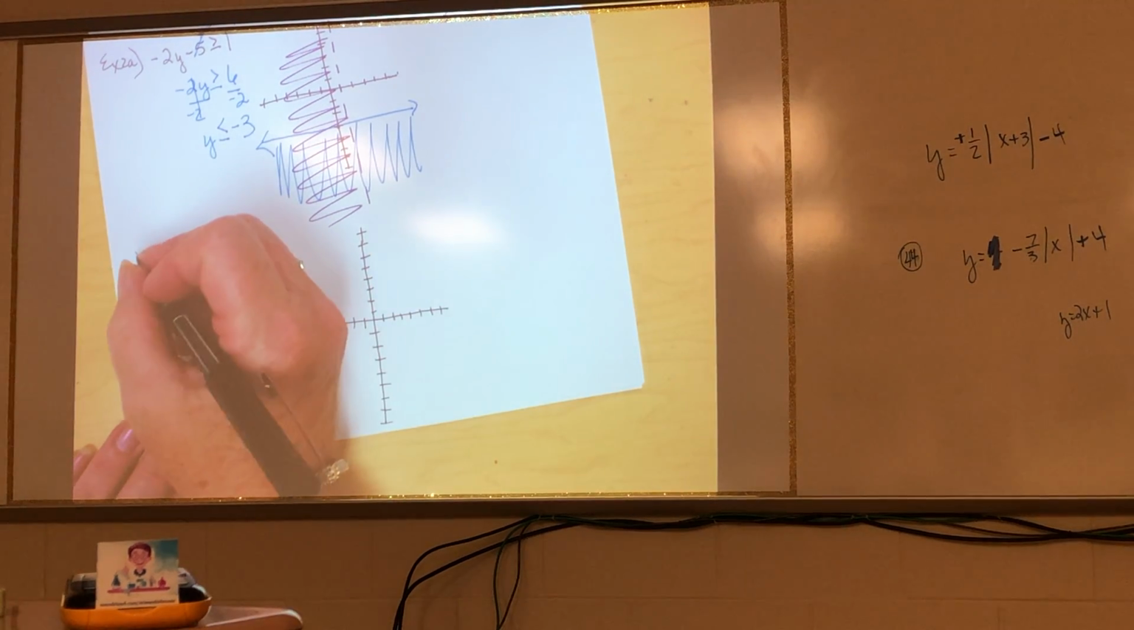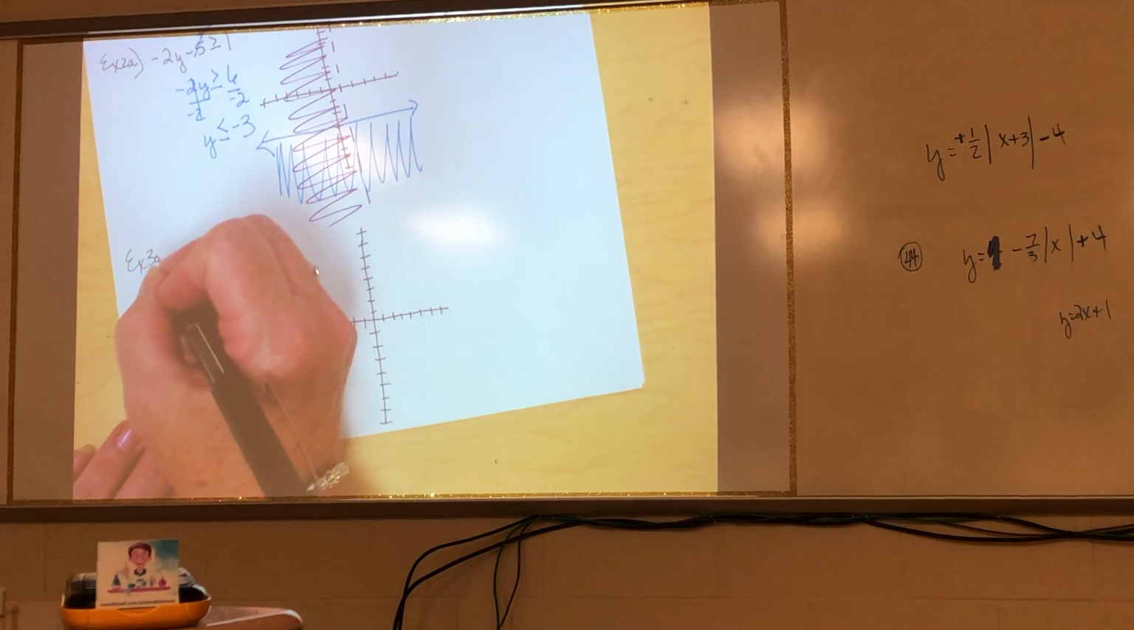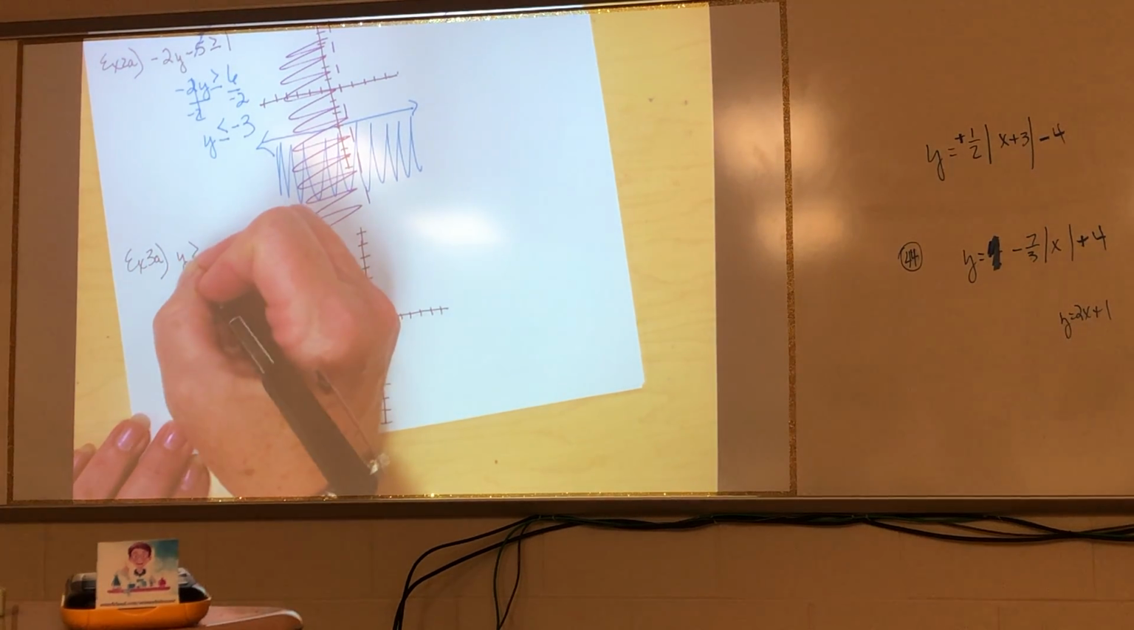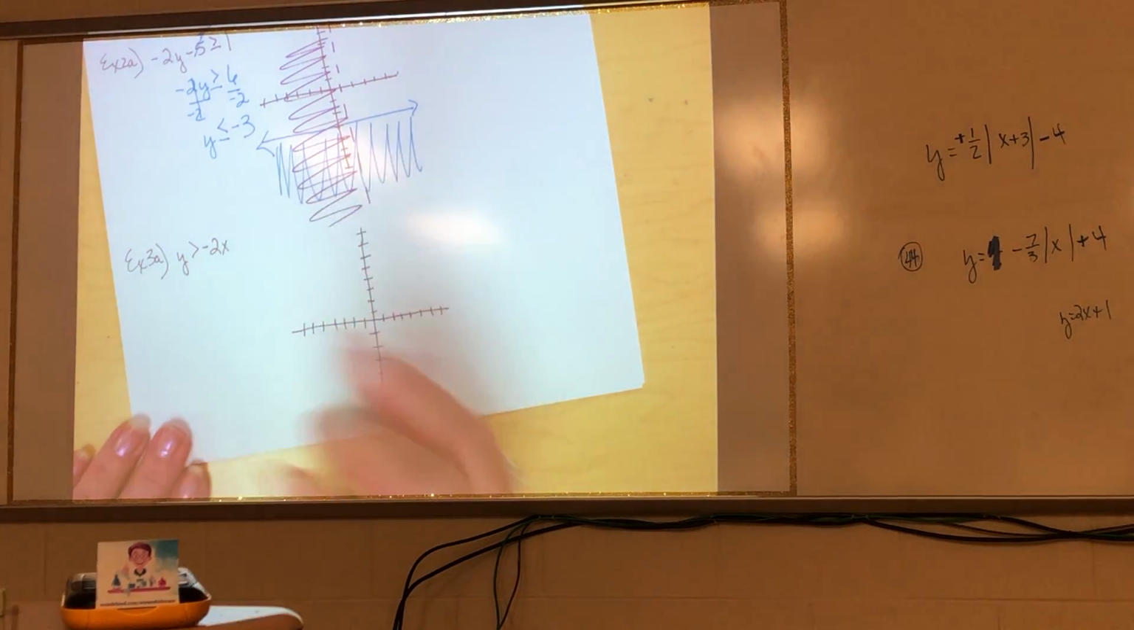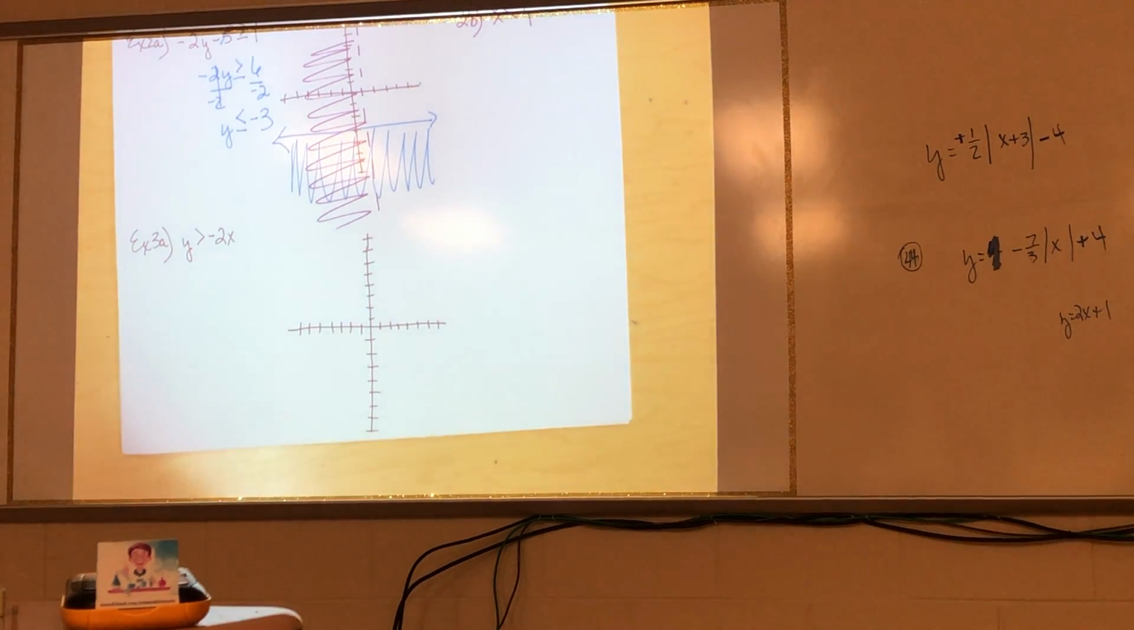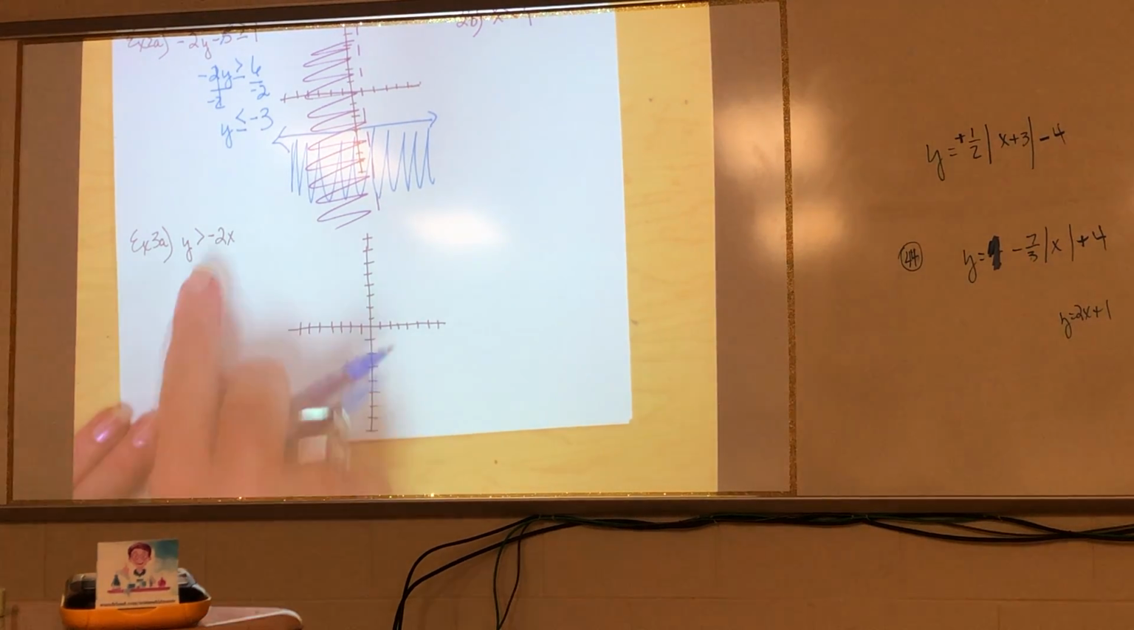Okay, so here's my first problem, example 3A. y is greater than -2x. I told you the best thing to do was to always solve for y. Well, guess what, people? It's already solved for y. So that was pretty easy.